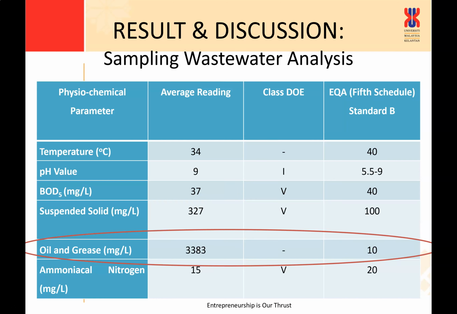COD is 3,415 milligram per liter, while the standard limit for COD is 100. The high level of O&G content was a result of the cooking oil used during the boiling process, which then led to a high level of COD.